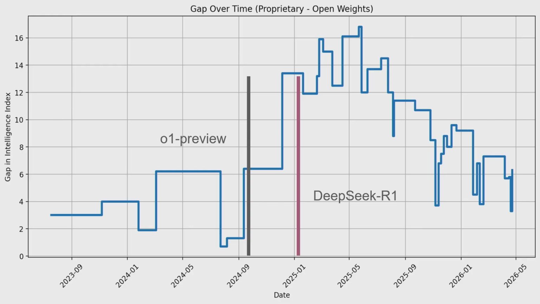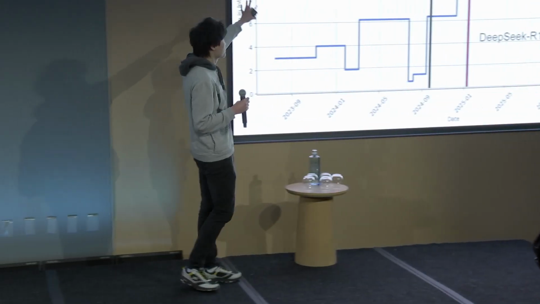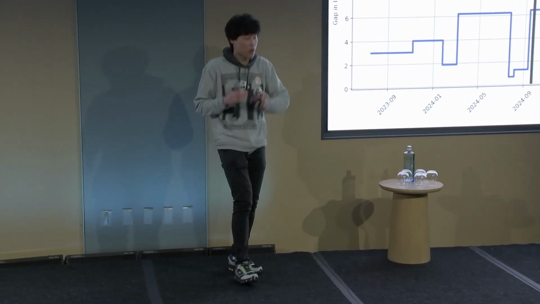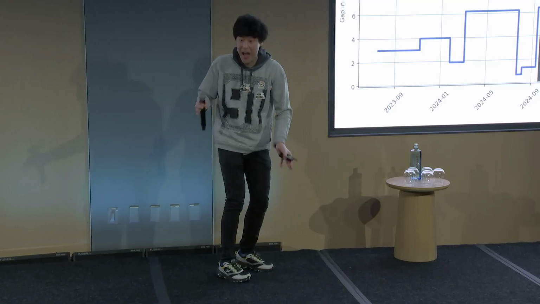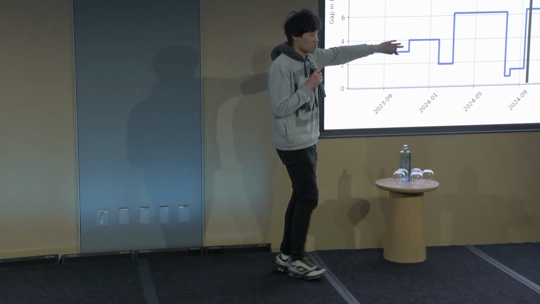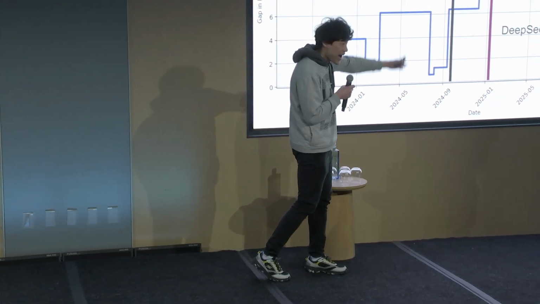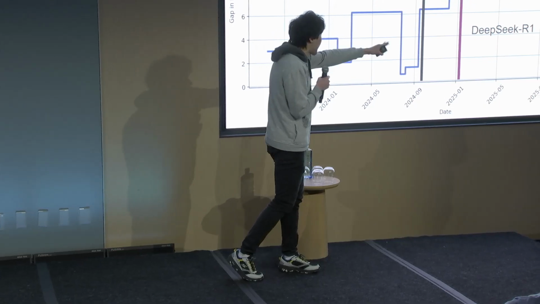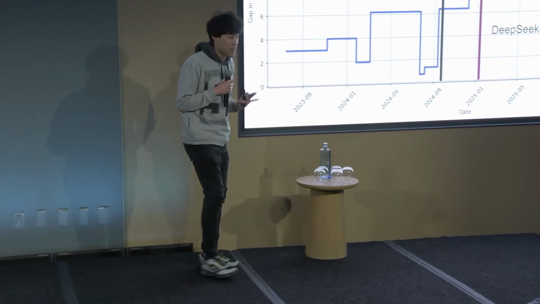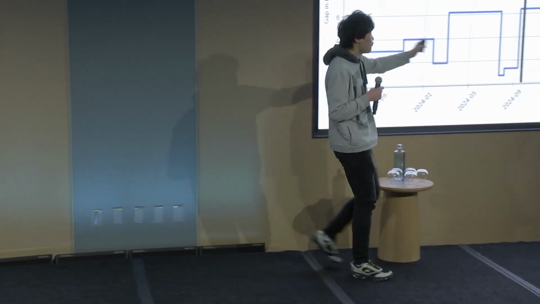But after reasoning came along, I would say this is like the open source drought. Around last year, open source was behind by 16 months, 1.5 years behind. So the open source models were not very good. But look what happened now. Open source models have caught up again, and they are only 6 months behind now. And in fact, sometimes they're even 4 months behind.